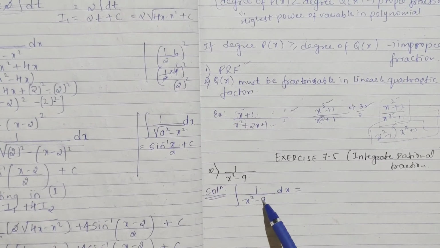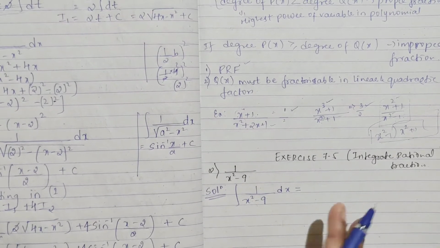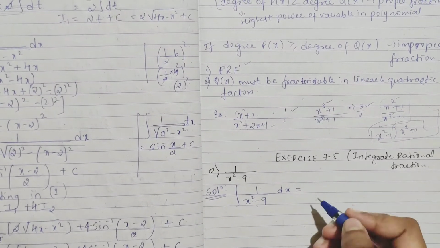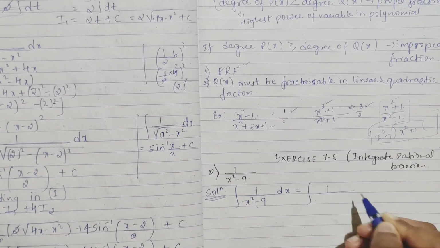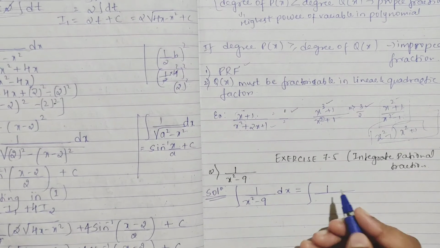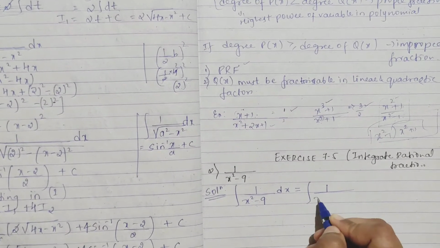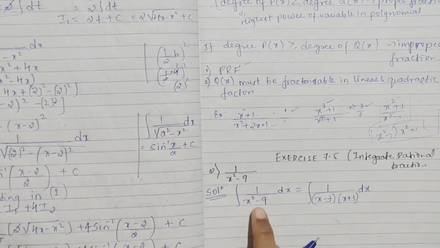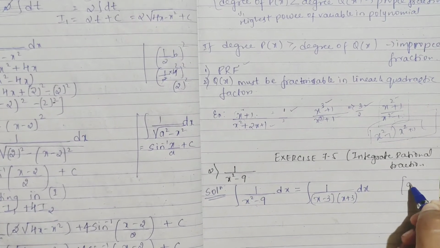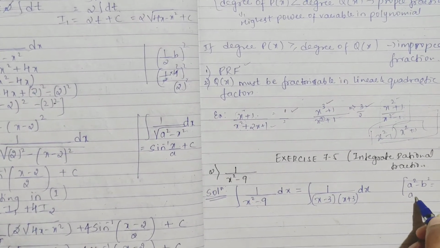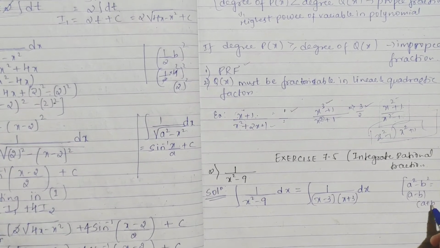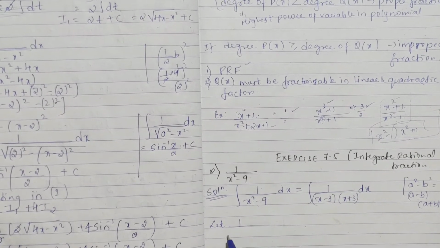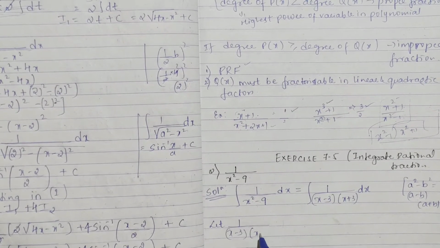1 by x square minus 3 square I can take, so it is 1 by x square minus a square form, and you can go like that. But now here I am showing partial fractions, so I will take it. To convert this into partial fractions, x square minus 9, I can take as x minus 3 into x plus 3, right? Because x square minus 3 square is a square minus b square, which is equal to a minus b into a plus b. So the same form. Now let us consider the integral of 1 by x minus 3 into x plus 3.